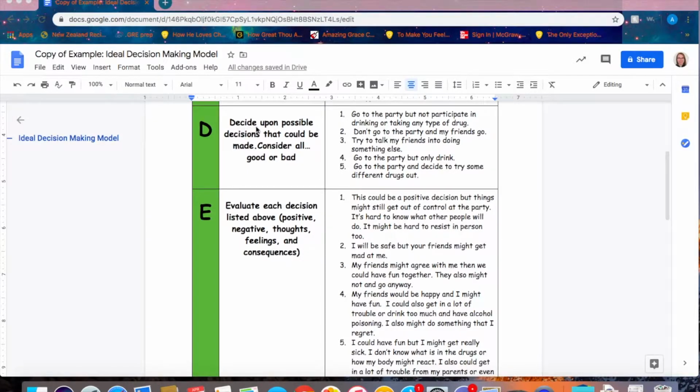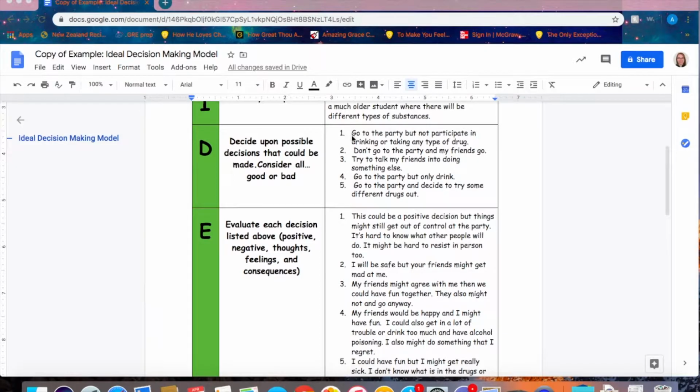D stands for decide. Decide upon possible decisions that could be made, considering all, good or bad. You're just going to list all the decisions you could make. You're not choosing one. You're just listing anything that is possible, all the possibilities. I've come up with 5 different possibilities. There's probably more.